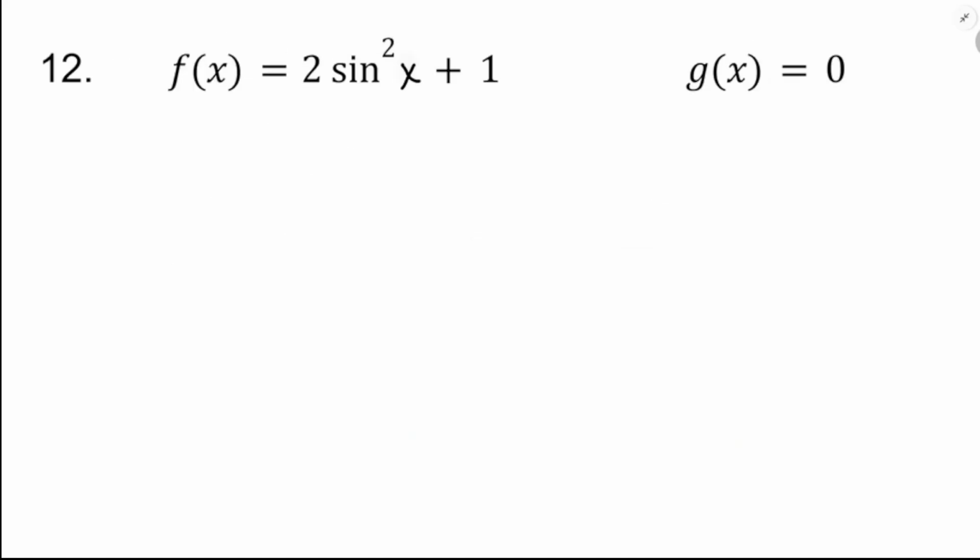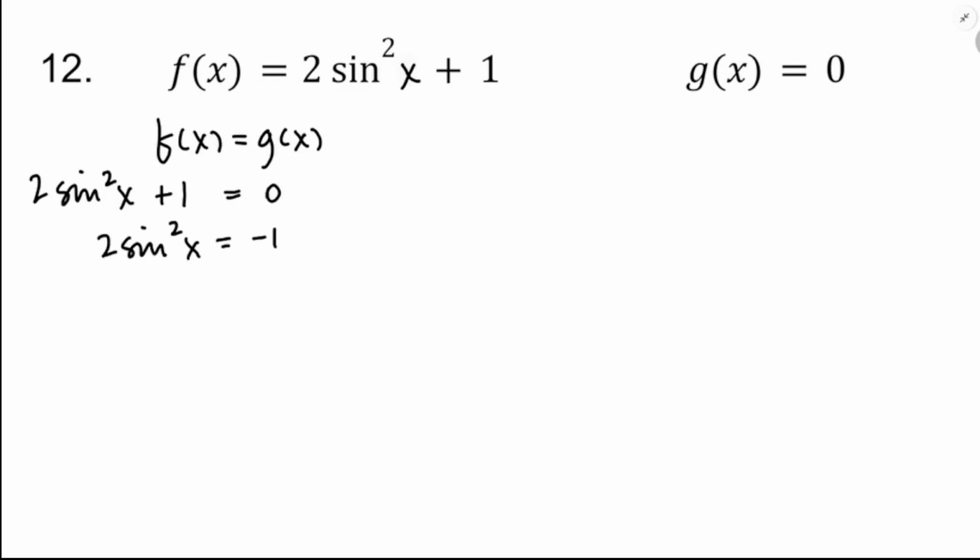And this last one, I like this last one because something a little different is going to happen on it. So same as always, we're going to set the two equal to each other. Say f equals g. So 2 sine squared x plus 1 will equal 0. And we start solving for sine x: subtract the 1, divide by 2, maybe rewrite as sine of x squared equals negative 1/2.